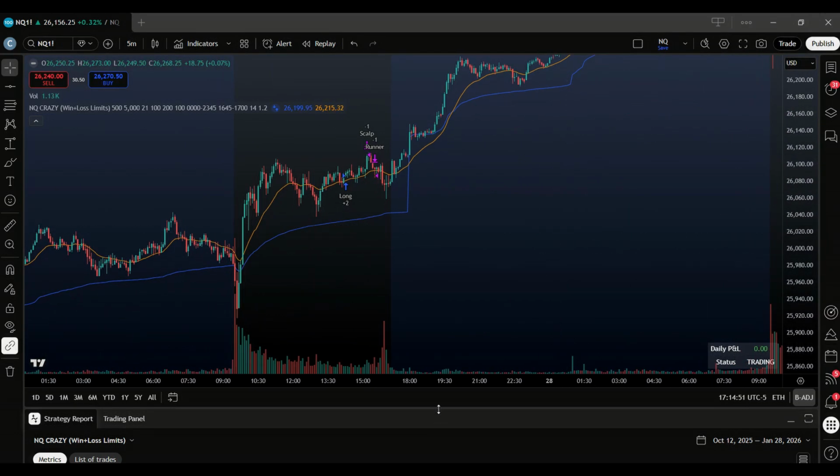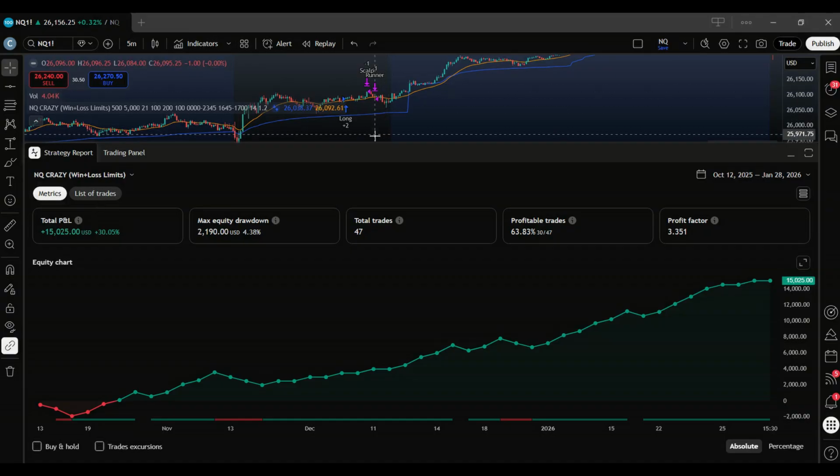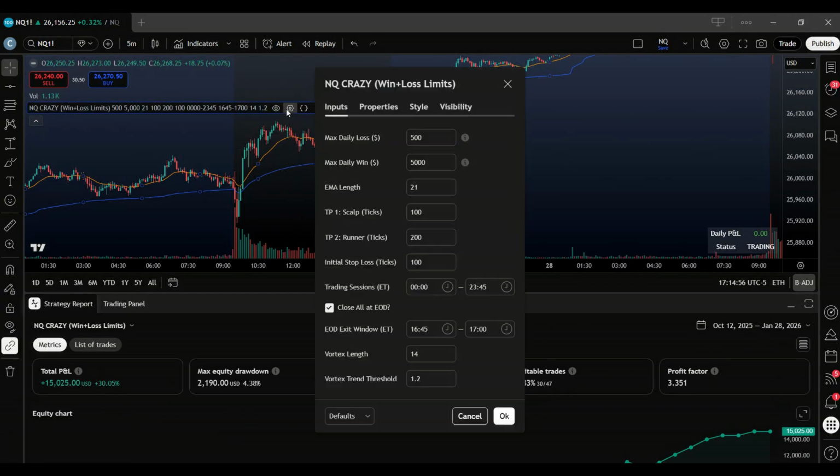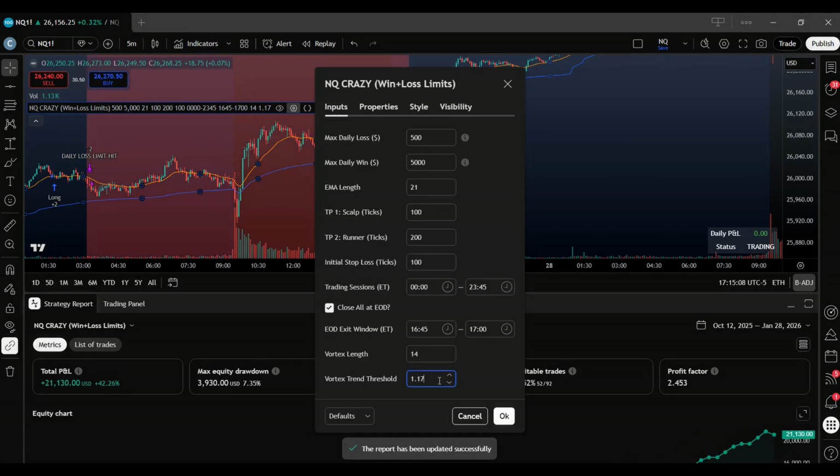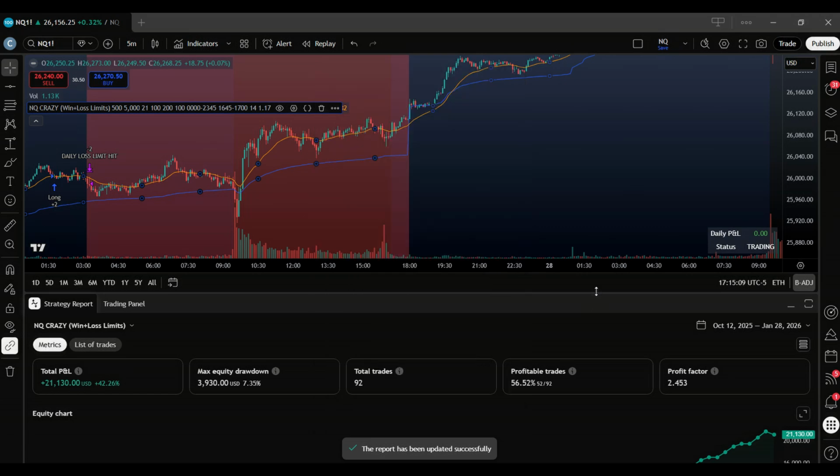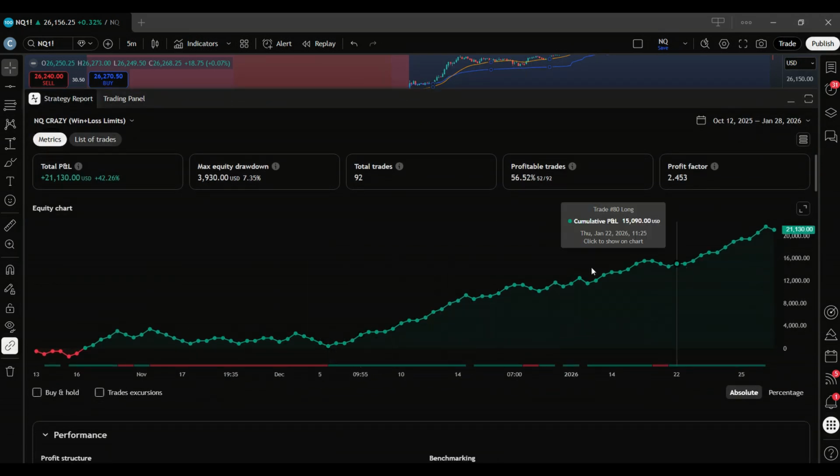If you don't want to wait, if you want to put some more risk on the table, these are the settings we've got. Let's go. I think I went for 1.17 in the end, which ends up like that.